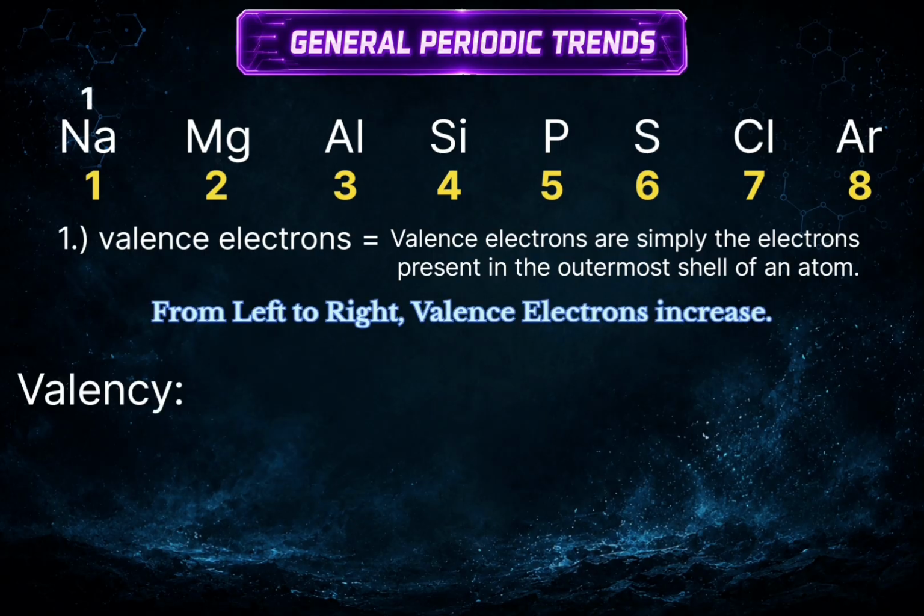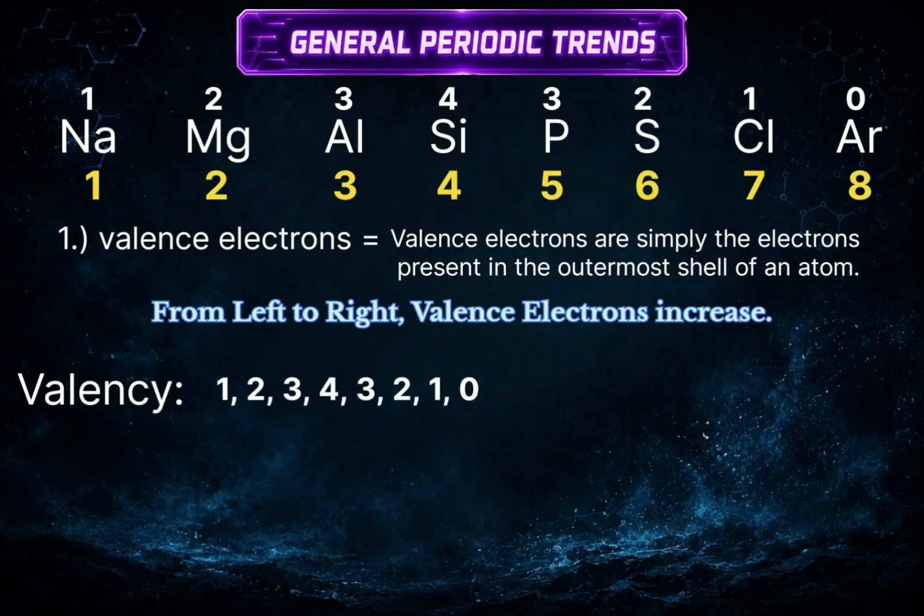Sodium has a valency of 1, magnesium has 2, aluminum has 3, silicon has 4. Up to silicon, the valency keeps increasing. But after silicon, it starts decreasing. Phosphorus has a valency of 3, sulfur has 2, chlorine has 1, and argon has 0. So the pattern becomes 1, 2, 3, 4, then 3, 2, 1, 0.